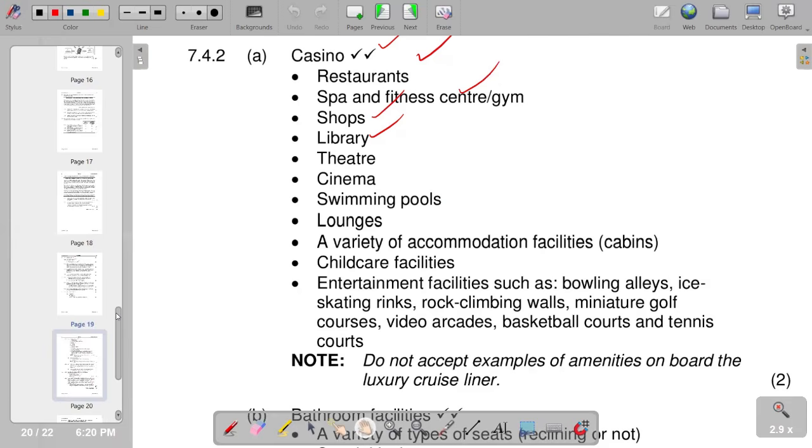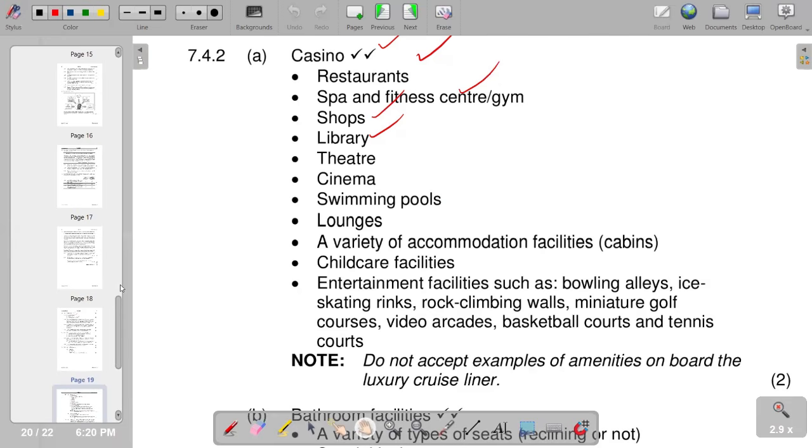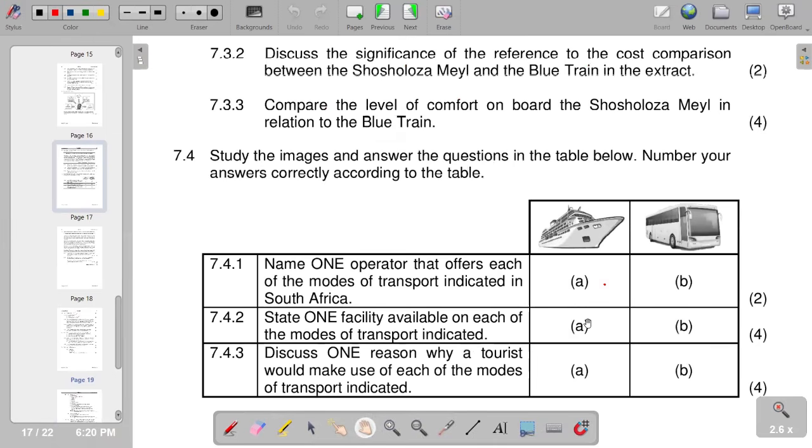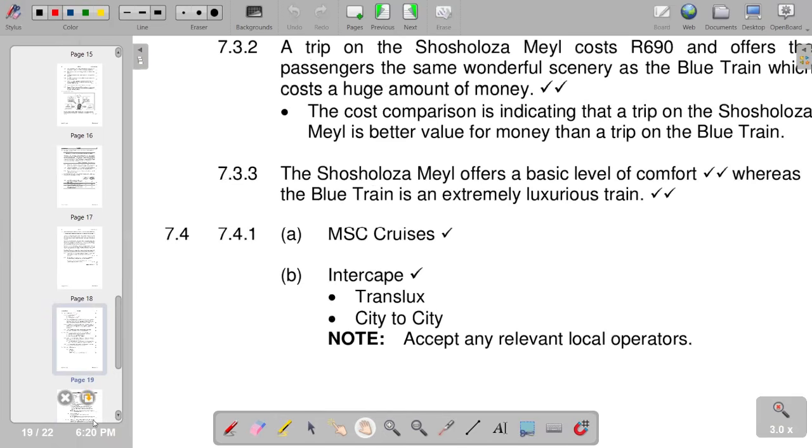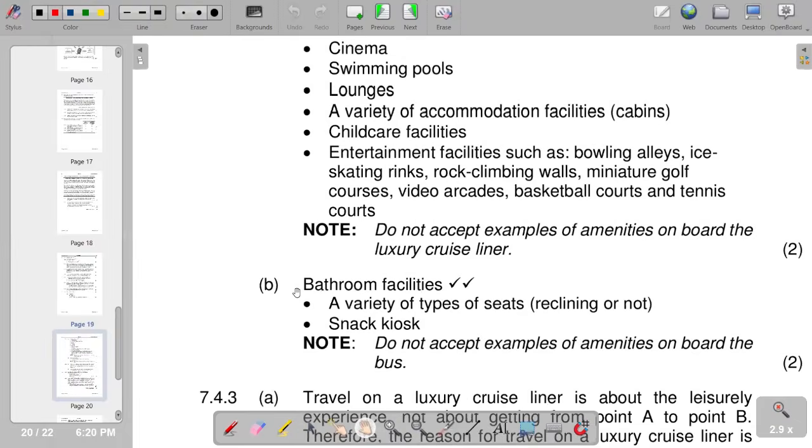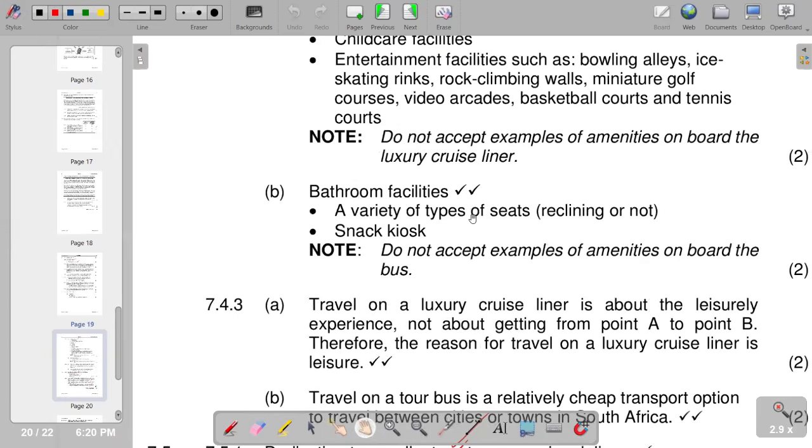So we refer back, and see in terms of the next part. Remember, we also want to see what facility we can see in the buses. So in the buses, you are going to see that we have bathroom facilities and a variety of types of seats. A snack kiosk can also be part of the buses.